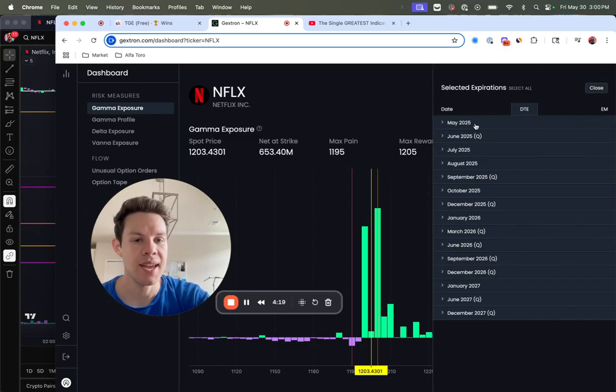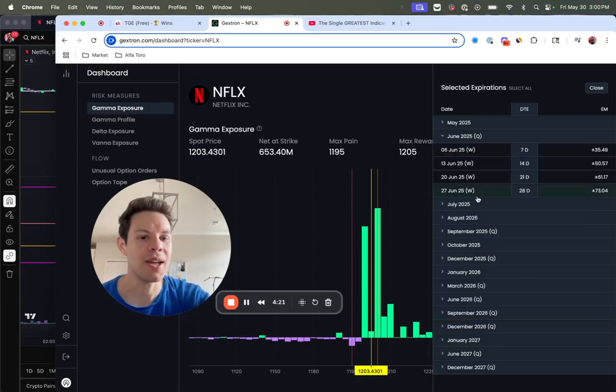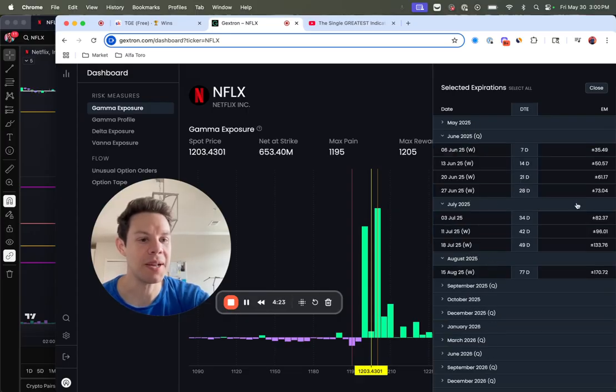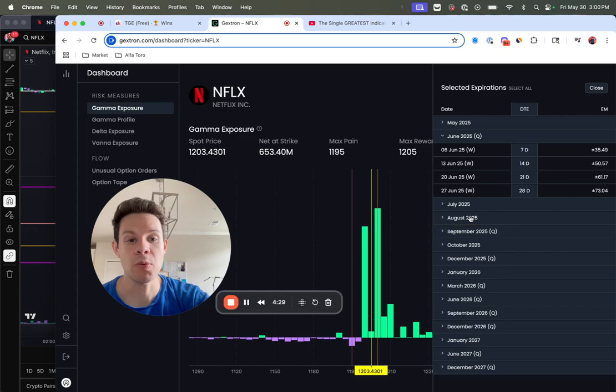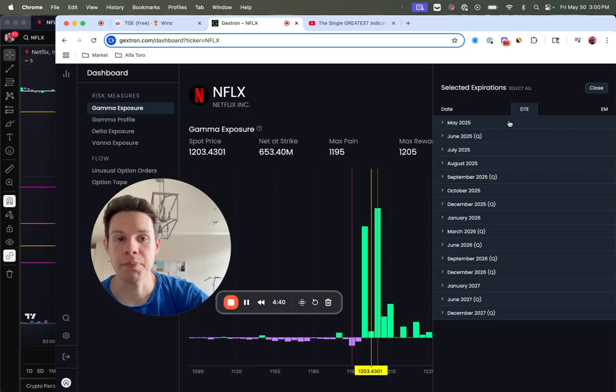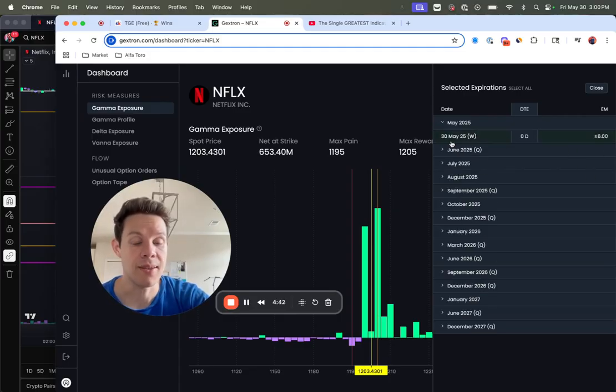So we look at this, and here's the thing about Gextron. It shows you every single expected move number on the right-hand side for every single expiration date, which is really awesome. So we like to use this especially for every quarterly moves, because stocks move in cycles, but that's not the point. This was a day trade. So in the case of Netflix put, I looked at the weekly.